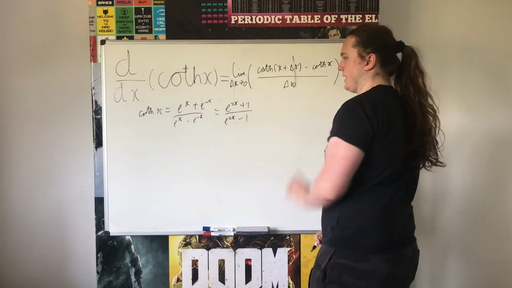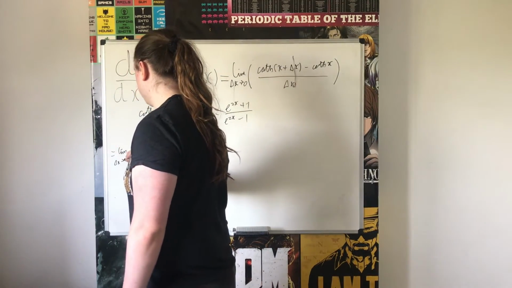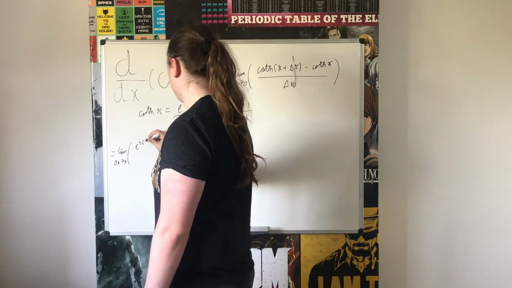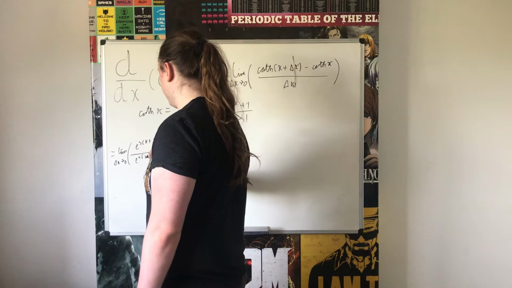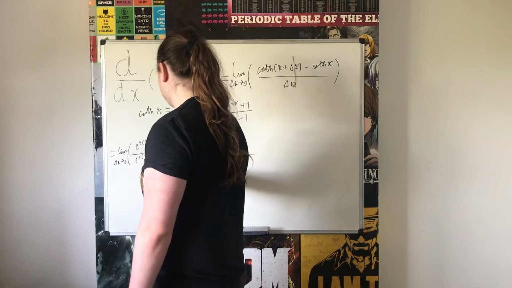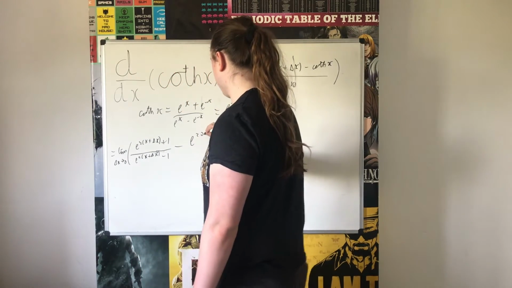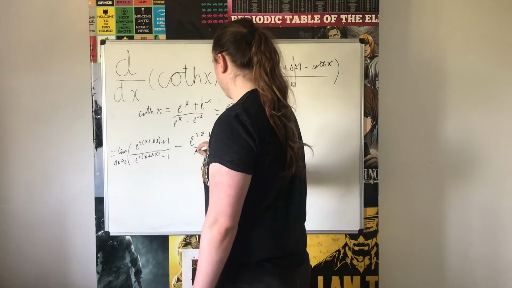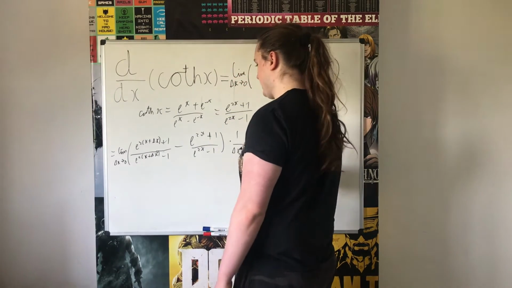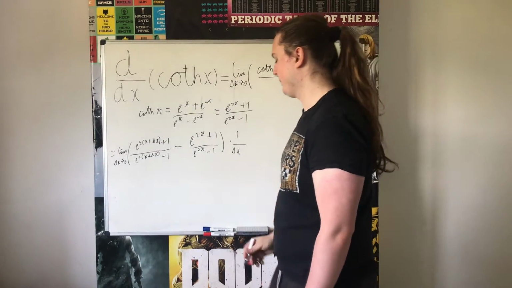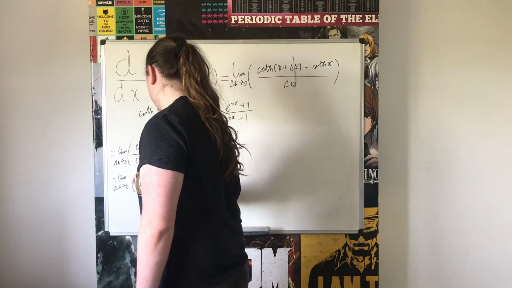So if we substitute that into here, we're going to get the limit as delta x approaches 0 of ((e to the 2x plus delta x plus 1) over (e to the 2x plus delta x minus 1) minus (e to the 2x plus 1) over (e to the 2x minus 1)), all multiplied by 1 over delta x.